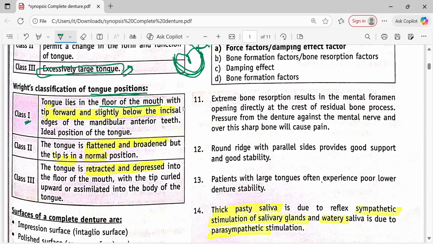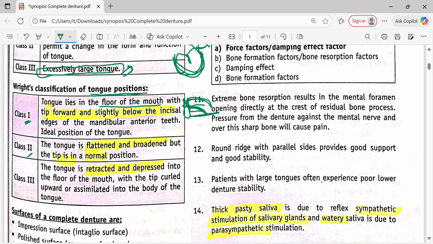Suppose this is your tongue and this is your mandible and this is your incisor. So the tongue will be in the floor. This is the floor of the mouth, and it is slightly below the incisal edge of the mandibular anterior. So this is the incisal edge. So your tongue will be like this.